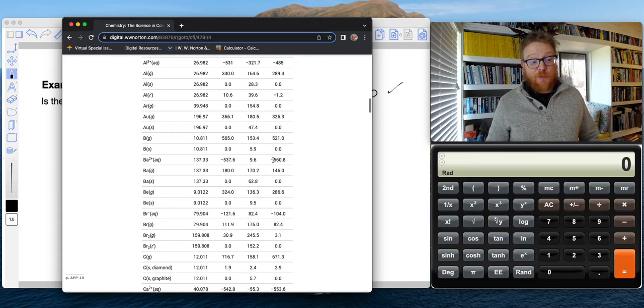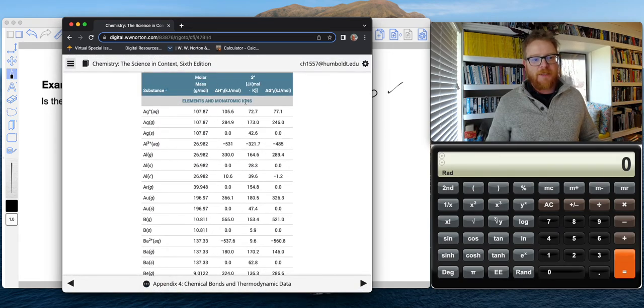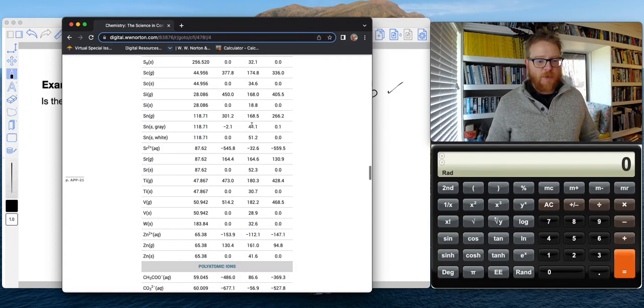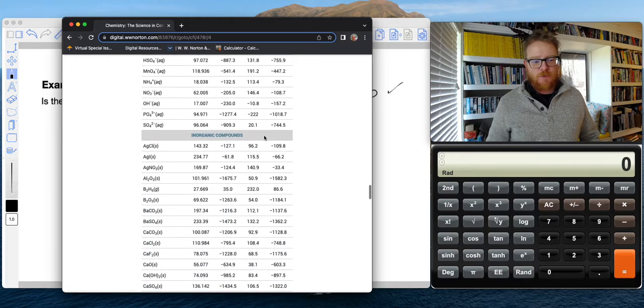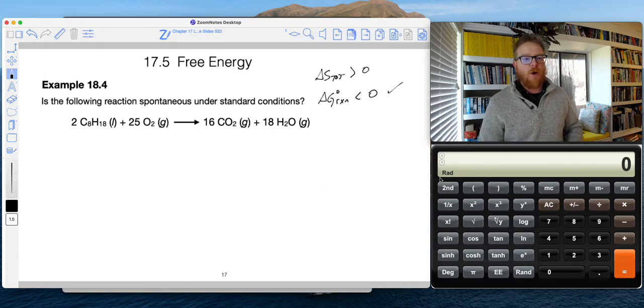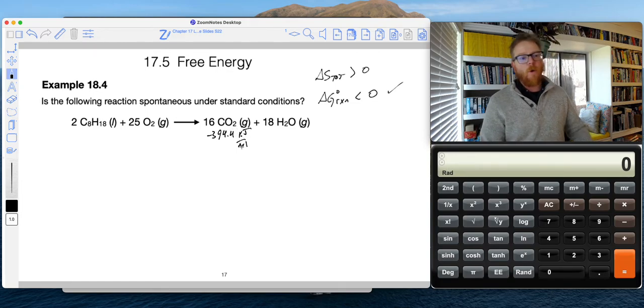So I've got to scan through, and you can see these are all listed in alphabetical order. First, they're organized by elements and monoatomic ions. We don't want any of those based on the reaction we have. Next, we have polyatomic ions. We don't want any of those. And then inorganic compounds. So our carbon dioxide gas is an inorganic compound. There it is, negative 394.4. So let's write that down for carbon dioxide: negative 394.4, and that's kilojoules per mole.